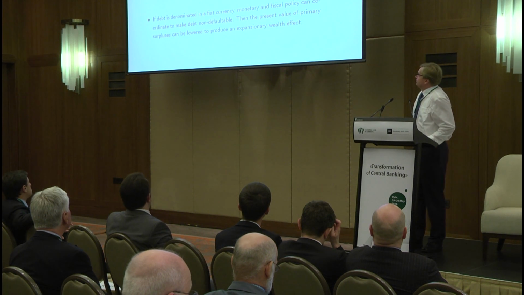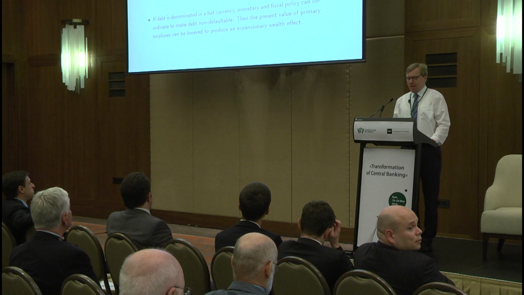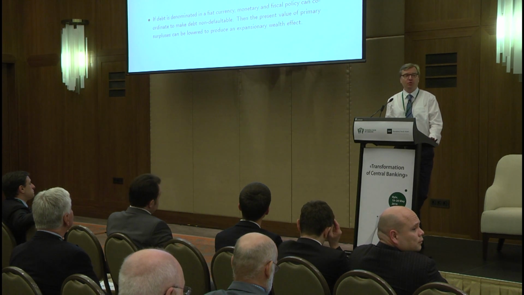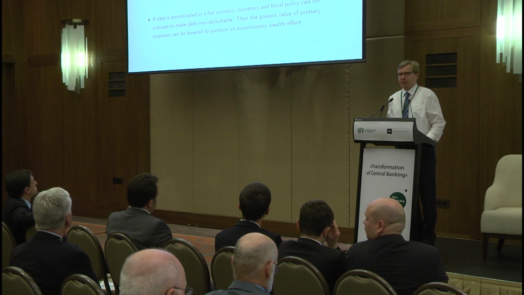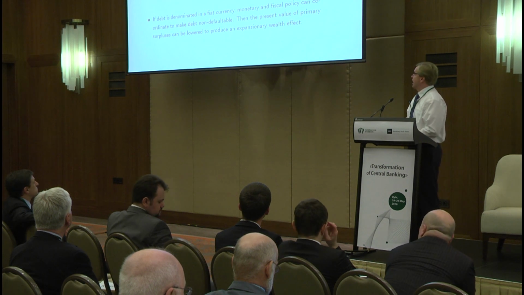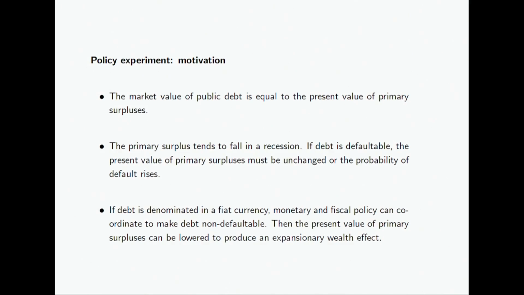So let me first talk about the motivation for the policy experiment and hopefully give you the intuition for how the policy experiment works, how it manages to improve the outcomes that I showed on the previous slide. The central relation that's present in any model with public debt is that the market value of public debt is equal to the present value of primary budget surpluses. Now, in reality and in this model, the primary surplus tends to fall in a recession. The recession has a negative impact on a budget.